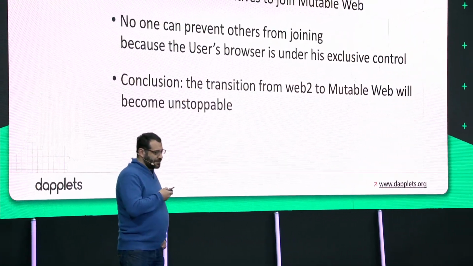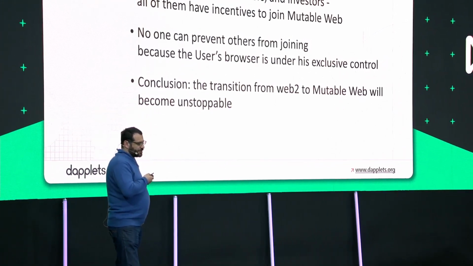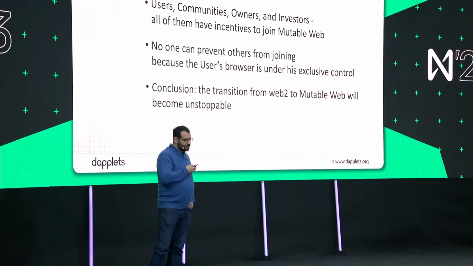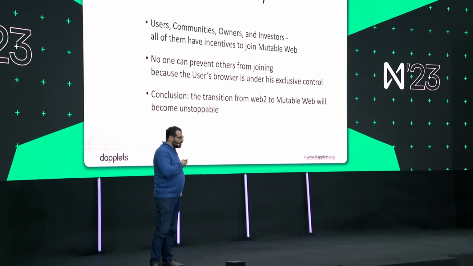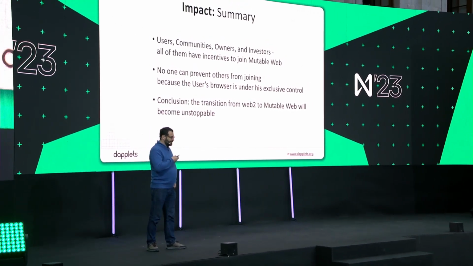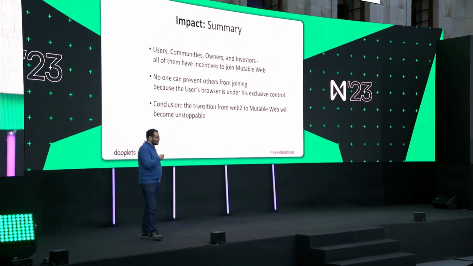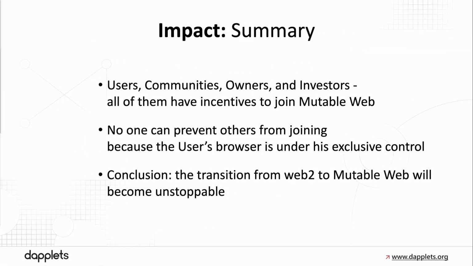So let's summarize everything. All major actors, users, communities, owners, investors, all of them have incentives to join Mutable Web to make it happen. And no one can prevent others from joining, because the user's browser is always under user control. Currently, the user lets the owner of the website control his browser, but it's not necessary. The user can control the browser. It is always possible. In conclusion, the transition from Web 2 to mutable web will become unstoppable, because anyone can join, no one can stop it, and there are incentives.